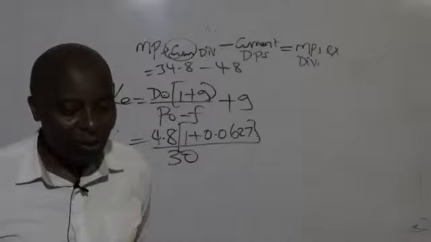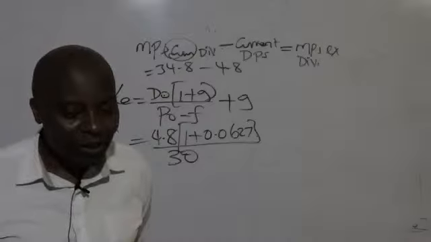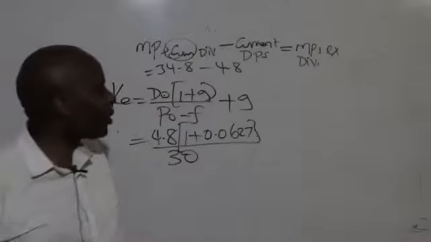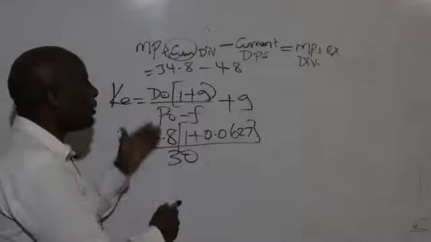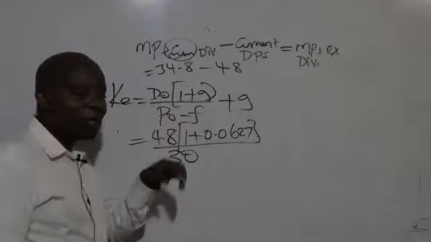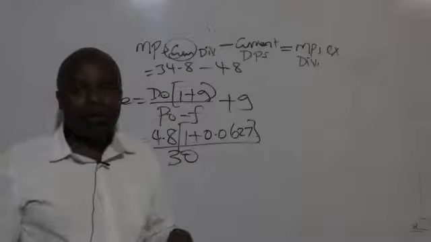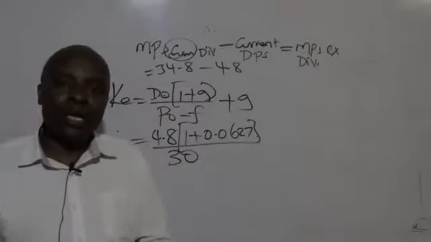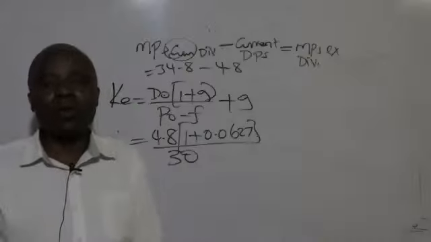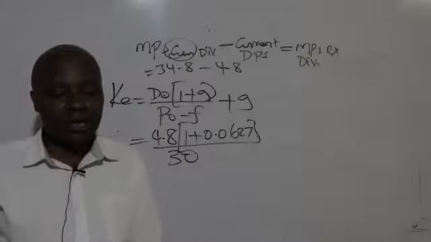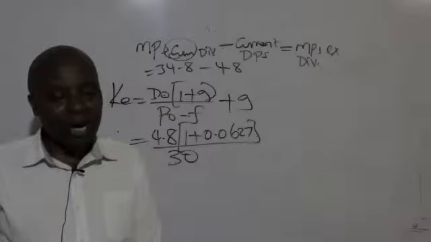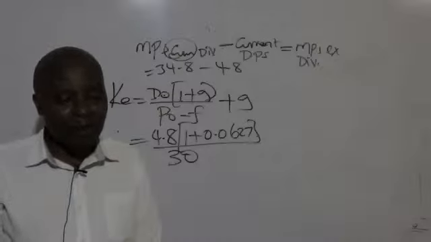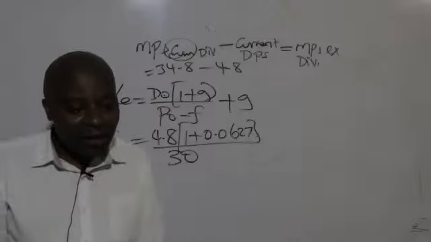No. D0 is not the oldest. D0 is the most current. D0, 0 means what? Today. 0 means today. D0, 0 means today, not the oldest. So are we together up to there?